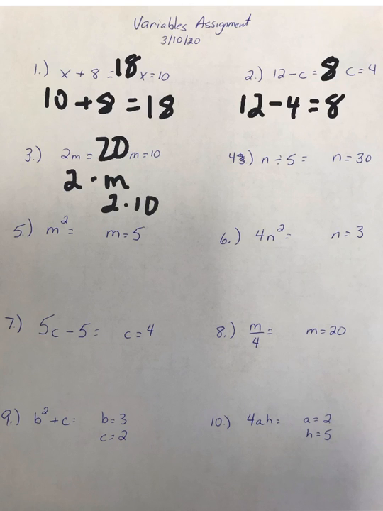For number 4, it's n divided by 5. Just substitute 30 in for n, so it would be 30 divided by 5. And 5 times 6 is 30, so it's 6, and you write 6 there.